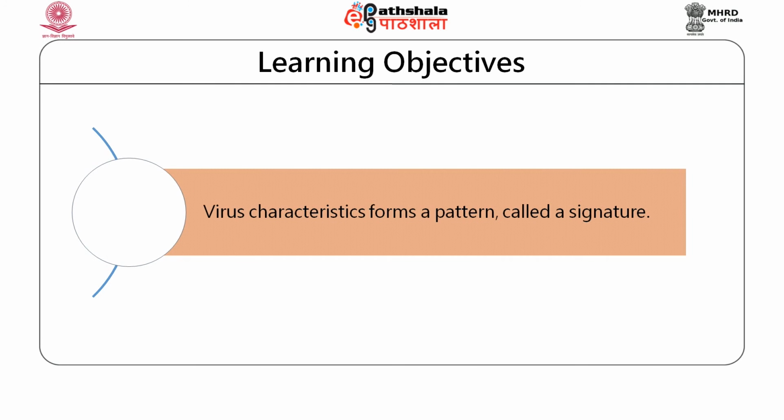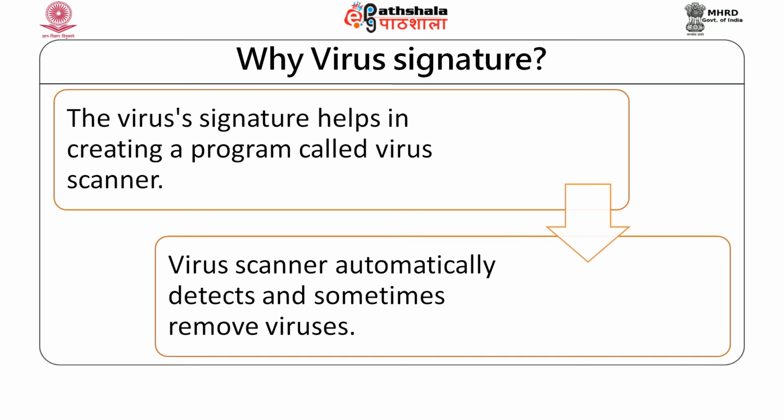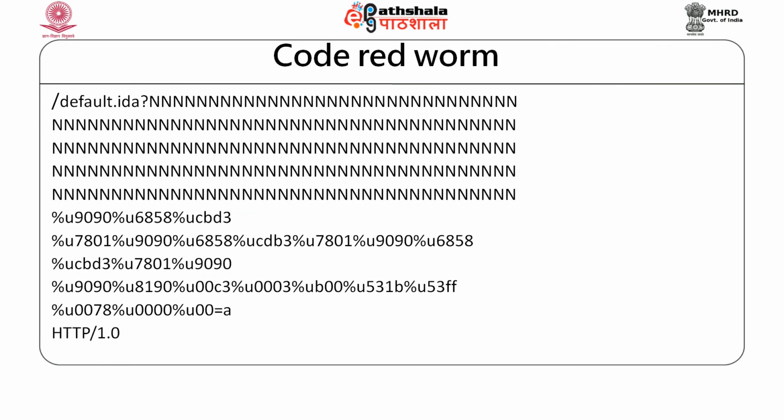A virus pattern or virus signature is the set of virus characteristics that forms the pattern. Why are we bothered about a virus's signature? Because a virus's signature helps in creating a program called a virus scanner. You all use an antivirus program. What is it? It finds the virus pattern on your system and tries to remove it. These are called virus scanner programs. They automatically detect and sometimes remove the virus.